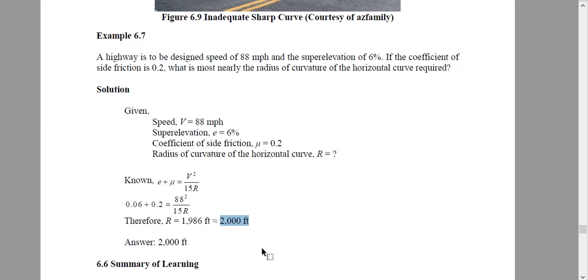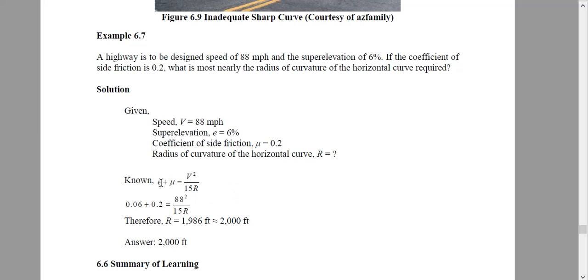Now to discuss more, if I do not have the land to provide this amount of radius, what can I do? I can decrease my speed. So 88 miles per hour is not possible. In fact, it is a very high speed. It is not possible, so we will decrease it. If I have very little land, I will decrease it to say 70, 60, 50, 40, 30.